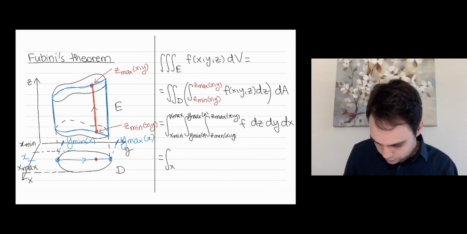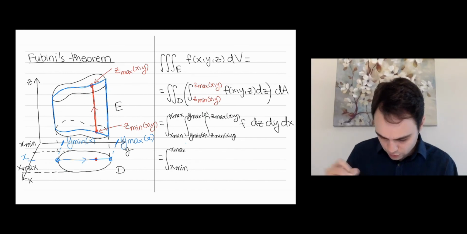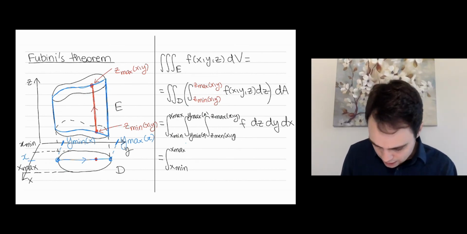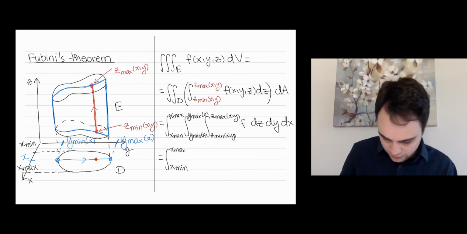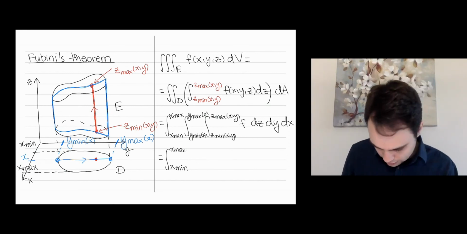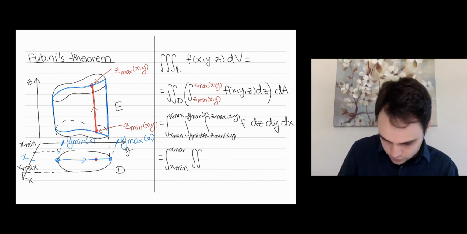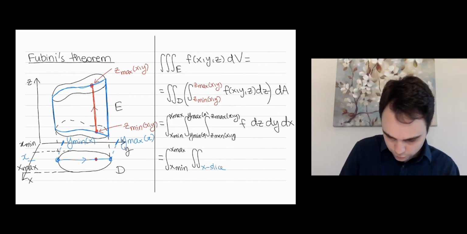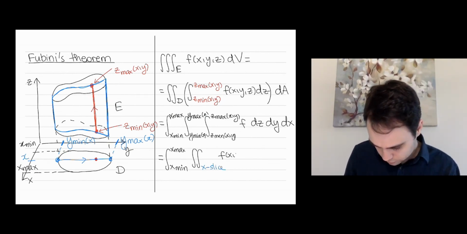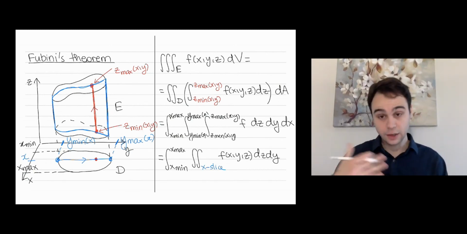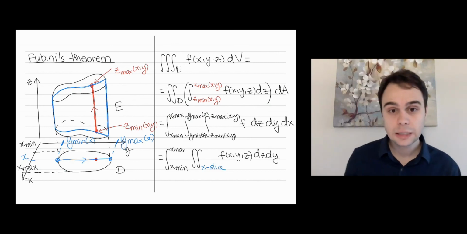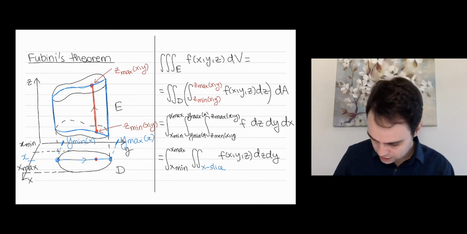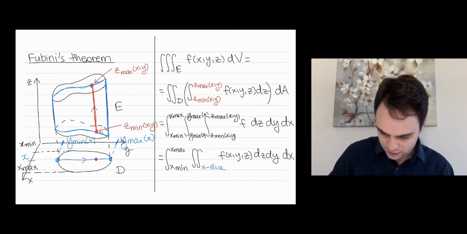So this whole thing can be rearranged as an integral between extreme values of x over the whole shape, and then for an intermediate value of x, you integrate a double integral. So you integrate over the x slice the function f with respect to dz dy. The dz dy is the area element in this blue x slice, and then finally you integrate with respect to x.